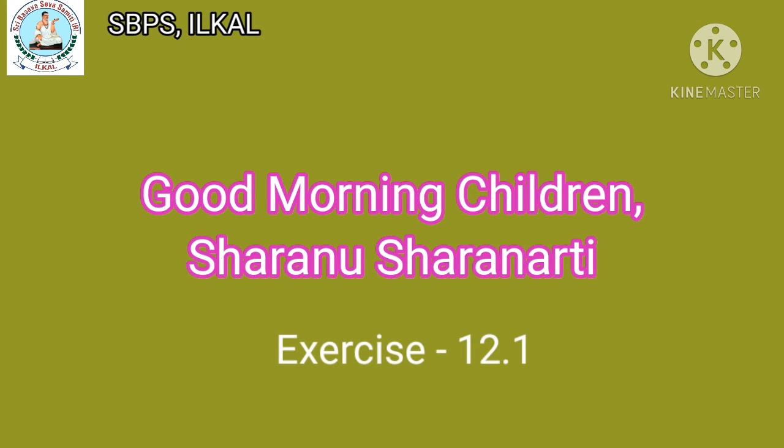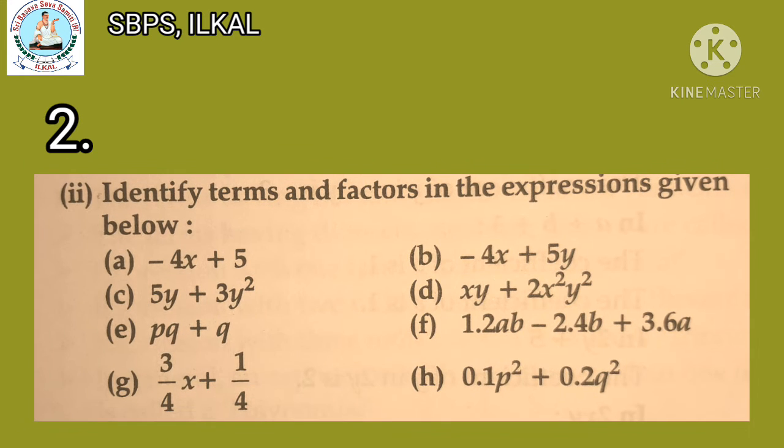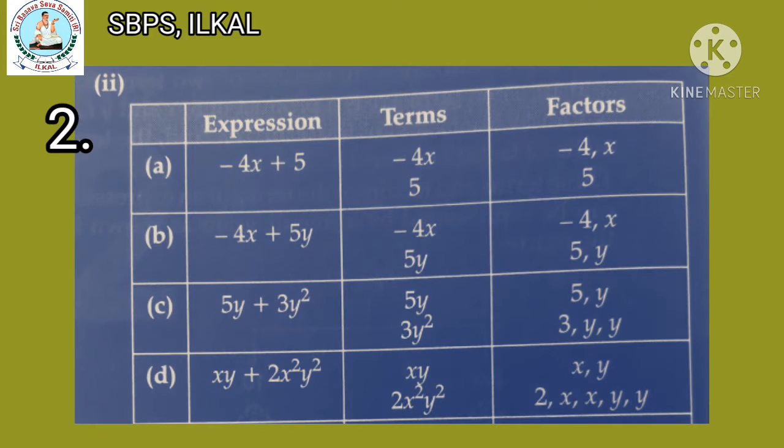Today we are going to solve the next problem from exercise 12.1. Identify terms and factors in the expressions given below. First expression, minus 4x plus 5. Here there are two terms, children, so it is a binomial expression. The first term is minus 4x. Its factors are minus 4 and x. The second term is 5. So its factor is 5 itself because it is a constant.